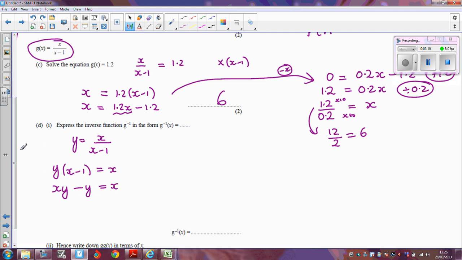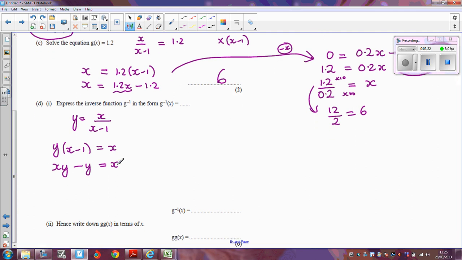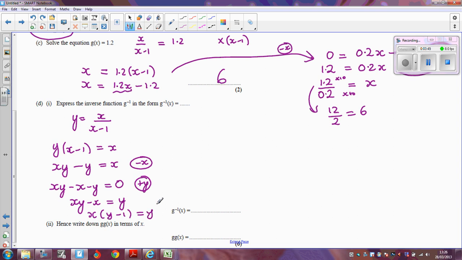And now I can see that I've got a problem here. I want to make x the subject, but x appears on both sides. So I'm going to collect everything containing x on one side. First of all, I'm going to subtract x from both sides, so the left-hand side becomes xy minus x minus y is equal to 0. If I now add that y over onto the right-hand side, xy minus x is equal to y. Factorizing the left-hand side, x times (y minus 1) is equal to y. And if I now want to make x the subject, I just need to divide by this bracket. So x will equal y divided by (y minus 1).